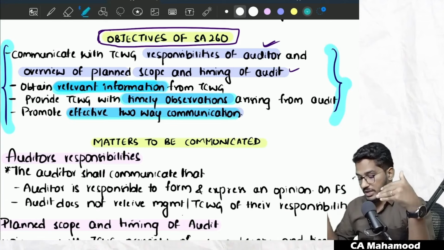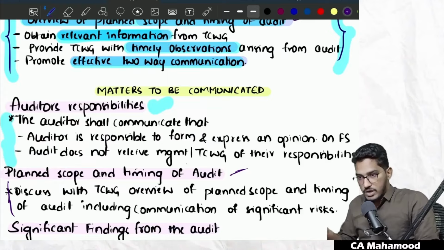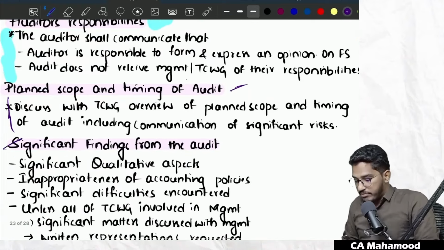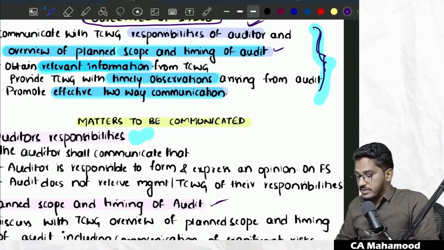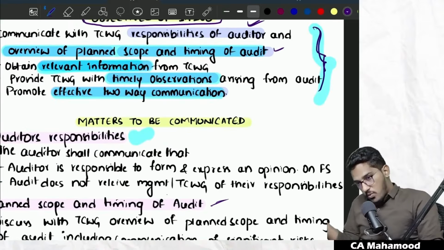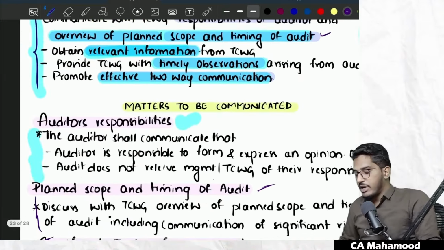As I have told, whatever your observations are there arising from the audit, that also you are required to communicate. So what specific findings will you communicate with those charged with governance? Everything I have given in a detailed manner. In the objectives they told certain points you are required to communicate. What exactly you are required to communicate regarding those points, we have elaborated in a detailed manner in this paragraph. So number one, as I have told, as an auditor, you are required to communicate what your responsibilities are.